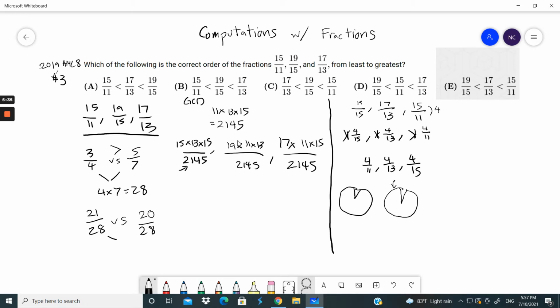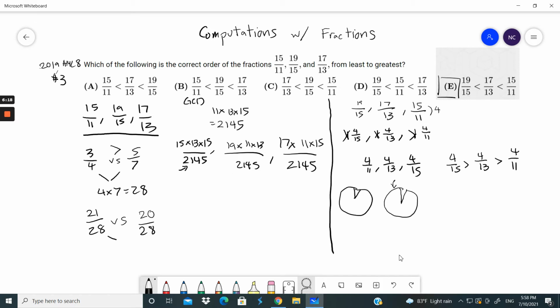So since each of these is 4 of the same part, except they have different sized slices, we know that 4/15 has to be the smallest one, followed by 4/13, followed by 4/11. So by intuitively breaking it down and recognizing that each of these is 4 of their respective denominator more than 1, we can easily just look at it and realize, oh, it's just 4 of each thing, but these slices are different sizes. And so your answer ends up being this, E.